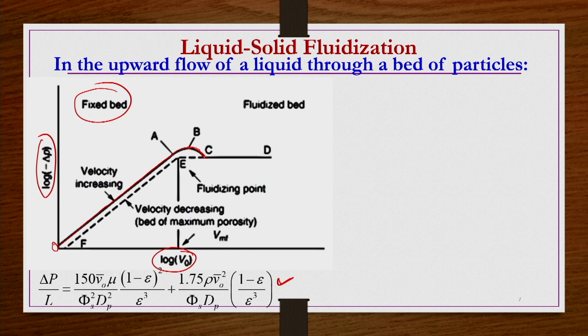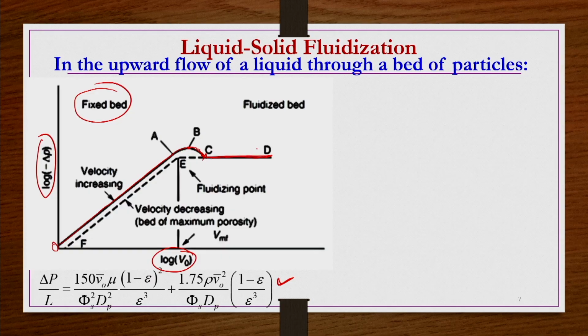The pressure drop is going to remain constant, because at this point C, the buoyant weight of the bed is balanced by the drag, or the total resistance offered by the particles. So, the pressure drop is going to remain constant from this point onwards. Right. So, after this point A, it is offering slightly less resistance, and that less resistance is going to remain constant, independent of the velocity, from point C onwards.